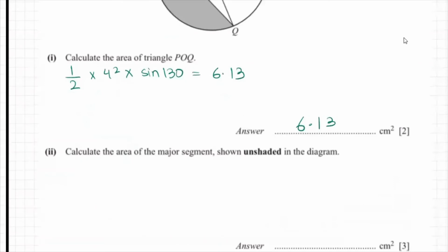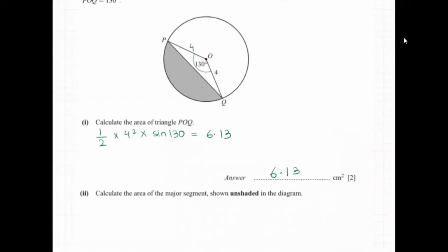Calculate the area of the major segment shown unshaded in the diagram. They've highlighted it for those who cannot read carefully. So where is the unshaded part? This entire thing is the arc, is the sector, and this is a mixture of these two. So what I'm going to do is I've already calculated the area of this part, which is over here. I'm going to calculate the area of the major sector, which is this.